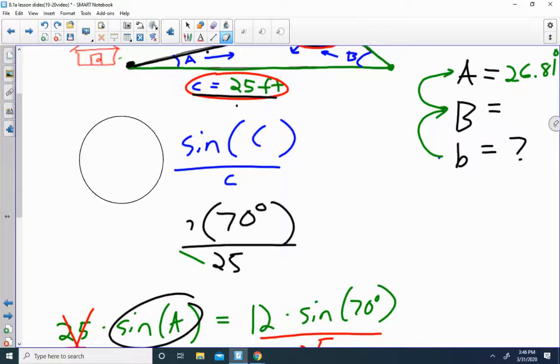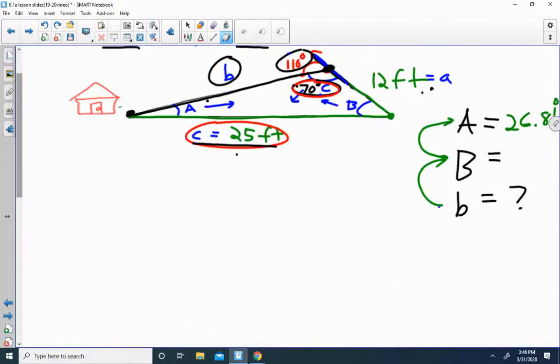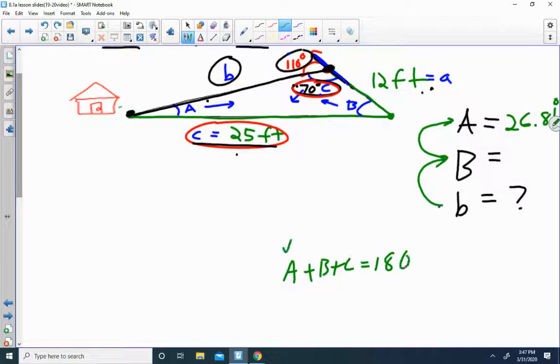So now we have big A. We can now use that to find big B. In other words, you can do A plus B plus C equals 180 now, where you have A and you have C. You can use it to find big B. I'm going to go ahead and calculate that real quick. So 180 minus 70, and then minus 26.81. And then you should have 83.19. And that's big B.